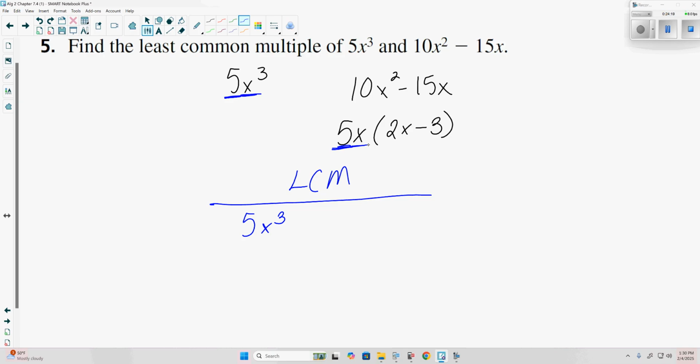Questions on how we got our first term? So the one on the left, the 5x cubed, we've got everything matched up with it. The only thing missing is our set of parentheses here. And since it shows up once, we do need it one time. It actually works out that the least common multiple is 5x cubed times 2x minus 3. And that's it.